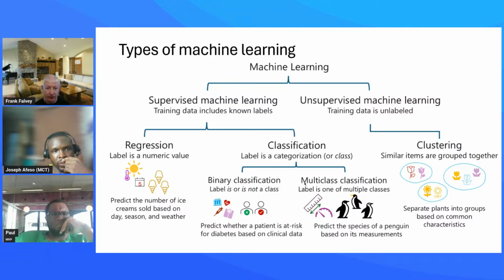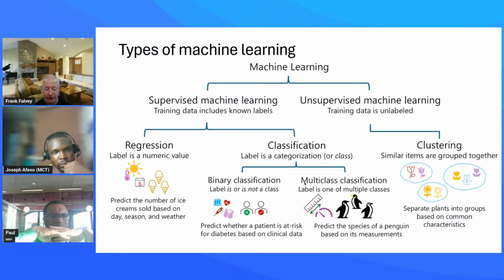The next one there is classification, right? Classification is a form of supervised machine learning in which the labels represent categories or classes. There are two common classification scenarios. You can see them there underneath: binary and multi-classification.